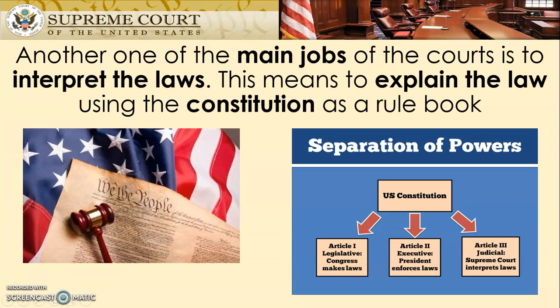From there, we can continue by talking about one of the main powers of the courts, both at the state and federal levels, to interpret the law. This means that they have to explain if the law works, or how the law works, using the U.S. Constitution or the state law as a rule book. This goes back to Montesquieu's separation of powers, so that the court system is designed to interpret the laws put into place by the legislative branch and how the executive branch enforces said law.